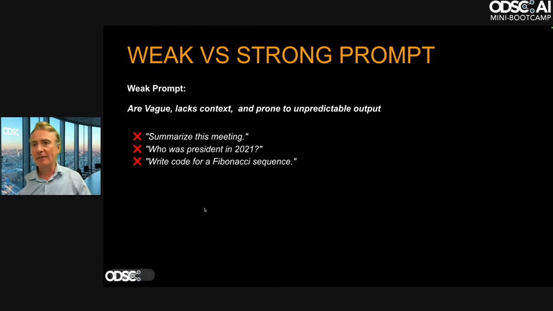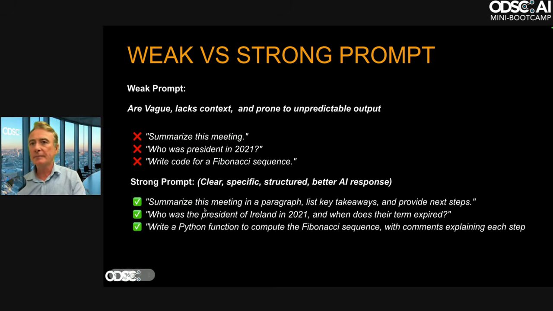And these may seem like very obvious prompts, but they're all weak prompts. Who was president of Ireland in 2021? Right, there we go. Write code for Fibonacci sequence. I find myself doing this all the time. I constantly ask for code, and it gives me JavaScript or TypeScript or something like that. I'm like, no, I want it in Python, but I forgot to type the word Python.